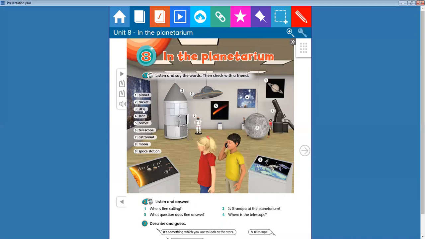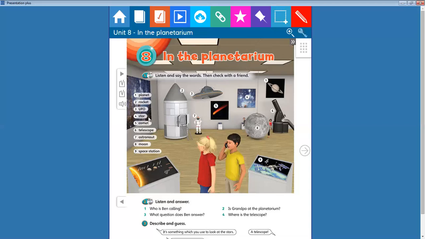Actually, this is an abbreviation of 3 words: U, unidentified flying object. It means an object that is not a planet and not a rocket, something we don't know what it is, so it's unidentified.